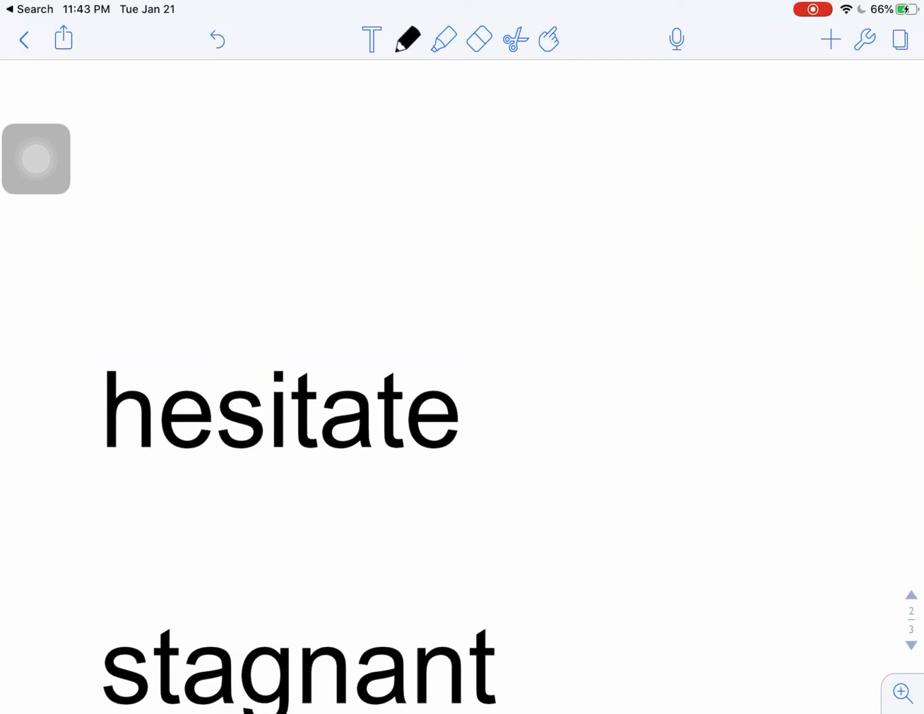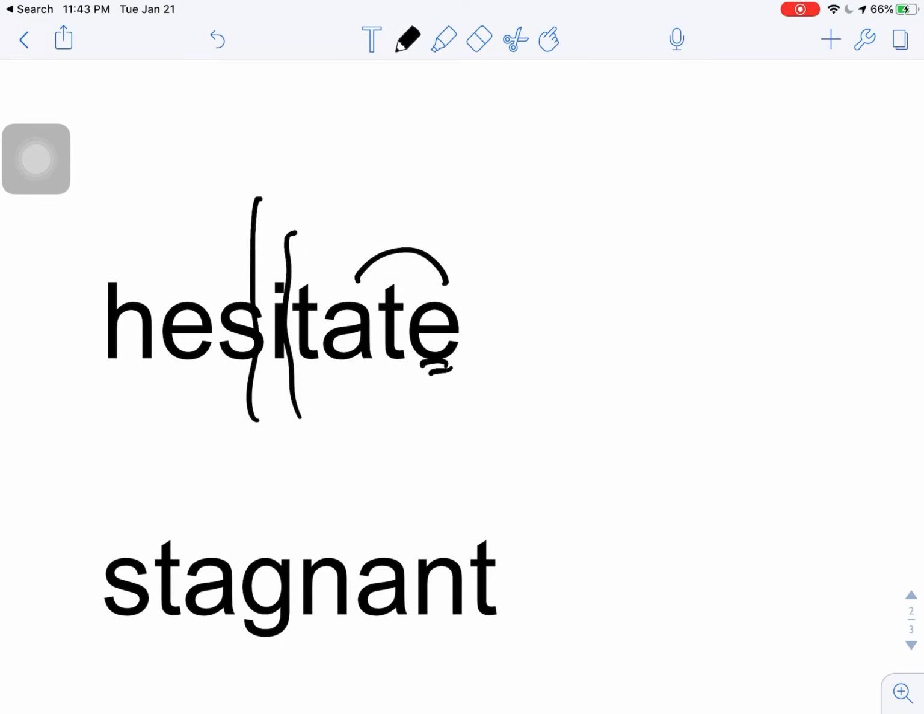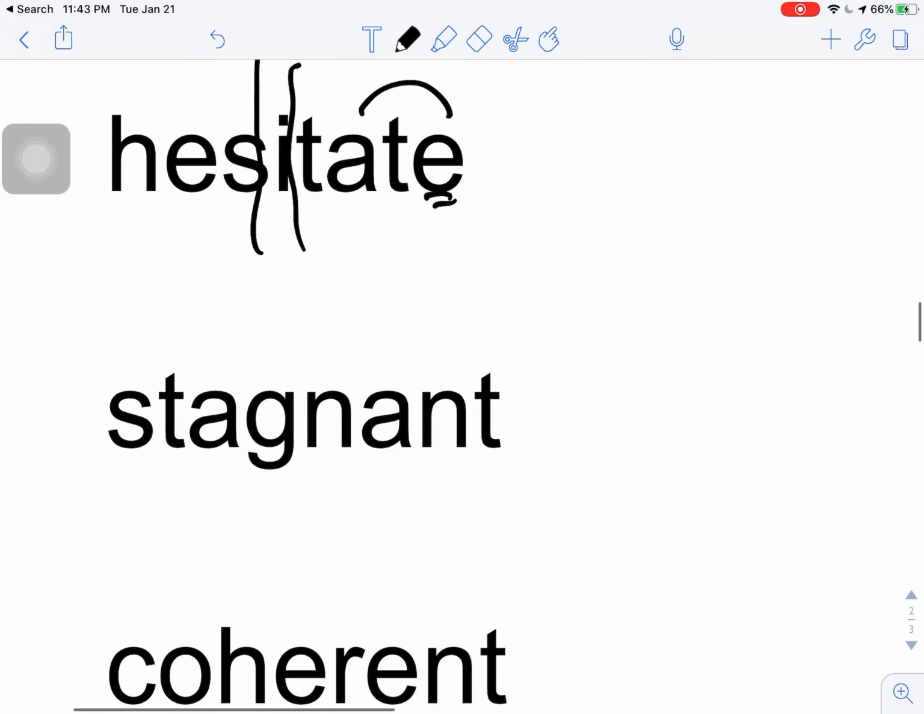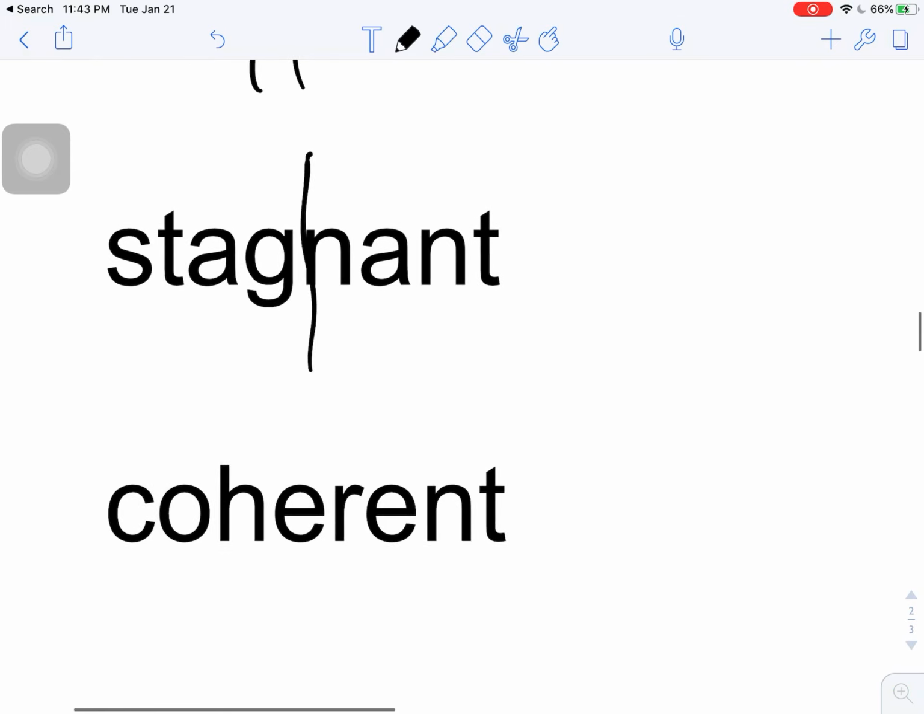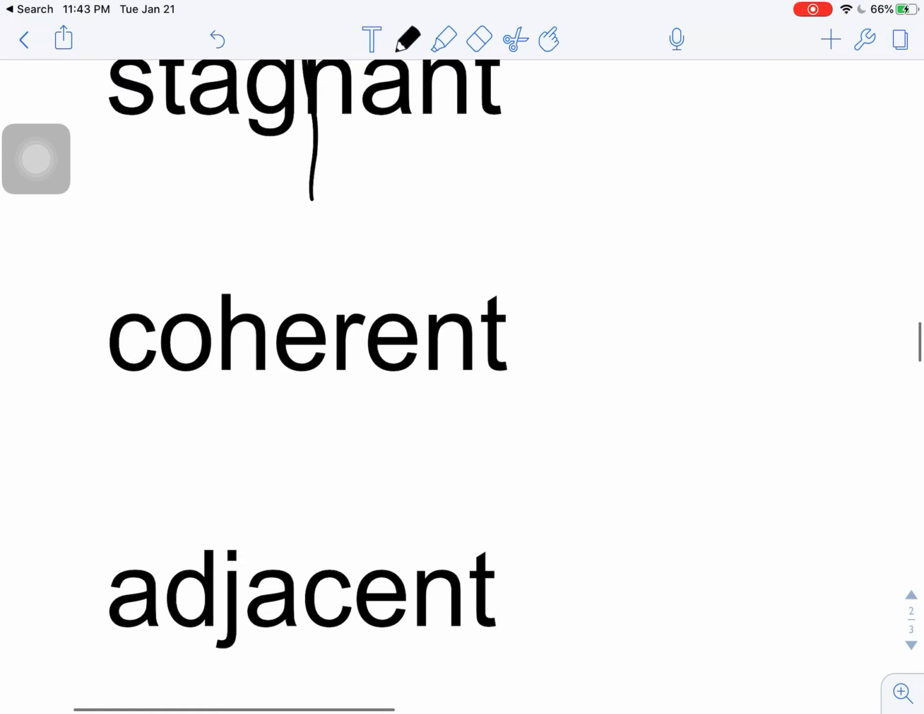Sorry, that didn't look very nice. Hesitate. This E is making the A say A, and the S is saying Z, hesitate. At the end of a syllable, the S often says Z. Stagnant. Nothing unusual happened.